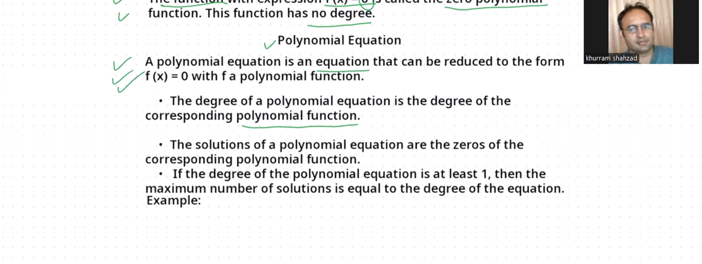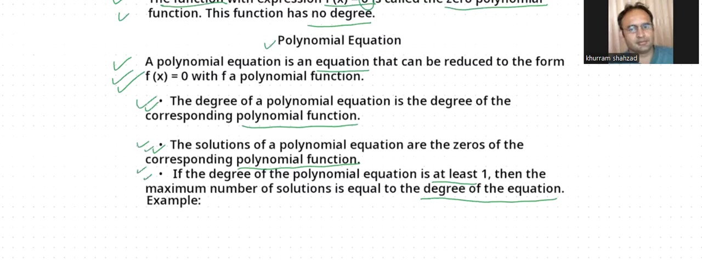I'm just going to explain this with an example. The solutions of the polynomial equation are zeros of the corresponding polynomial function. I will explain this just now with the help of an example. If the degree of the polynomial equation is at least 1, it cannot be less than 1, then the maximum number of solutions is equal to the degree of the equation.